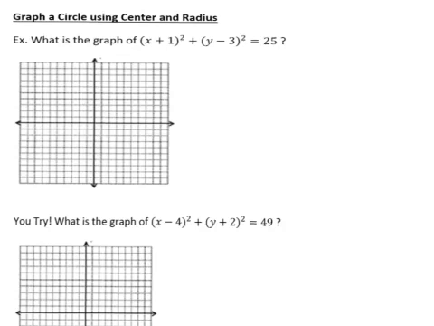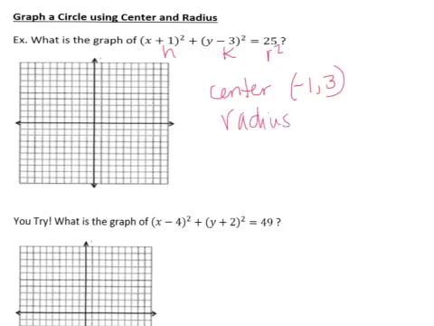Alright, so the last part is to graph a circle using the center and the radius. So we have the standard form of equation of a circle. First thing you should do is identify the center. So here's our h, here's our k, this is our r squared. So our center is going to be at -1, 3, and our radius, if r squared is 25, then our radius is just 5. So to graph this, it's pretty simple. Start at the center, so -1, 3. -1, 3 is right here.